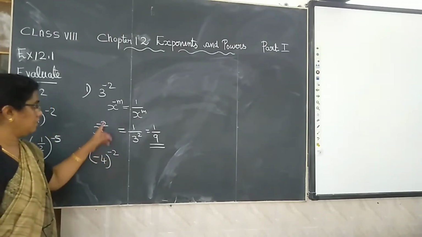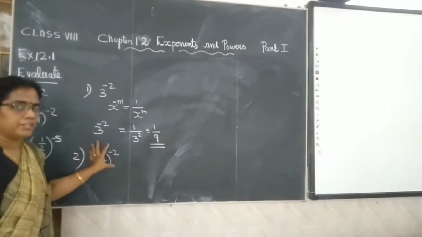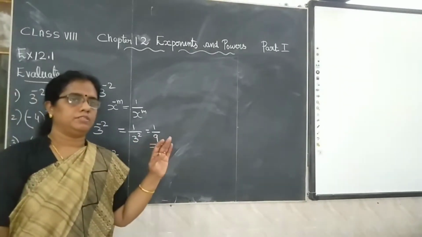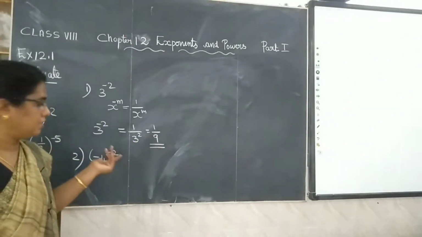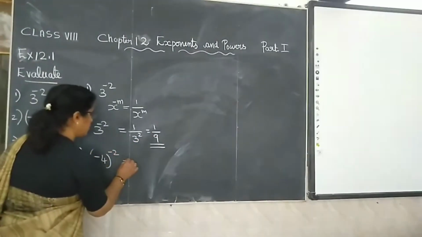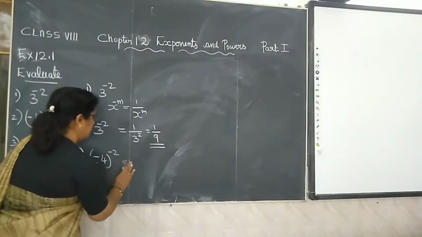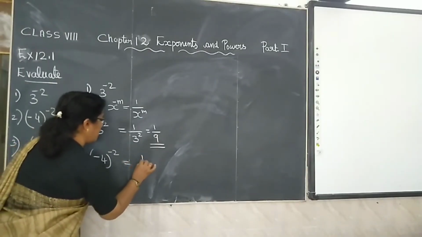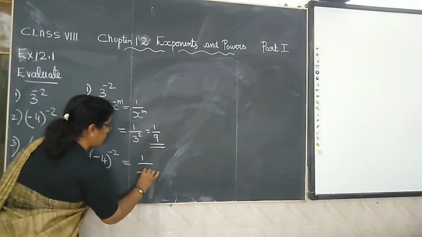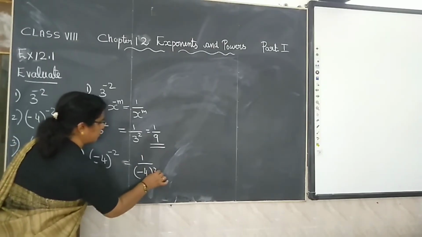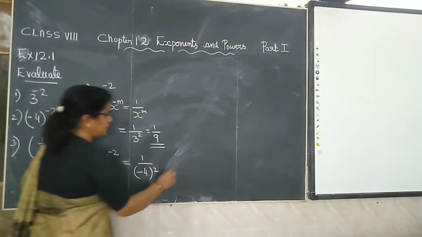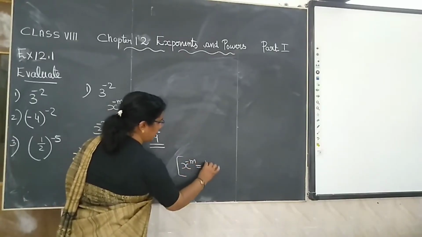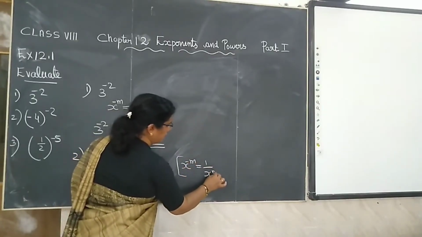Now the second question, that is minus 4 whole raised to minus 2. This is also the same form, that is, the power is negative. If the power is negative, first we will change the power to positive. Therefore minus 4 whole raised to minus 2 is equal to 1 by minus 4 whole square, because x raised to minus m is 1 by x raised to m.